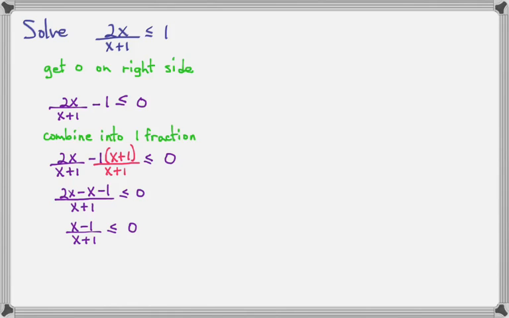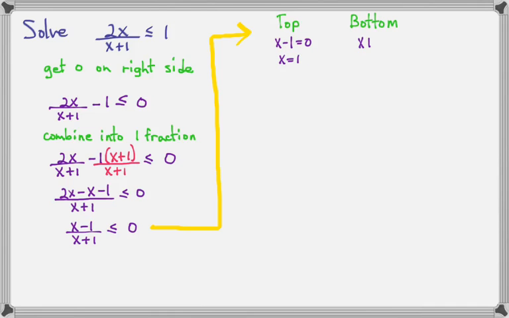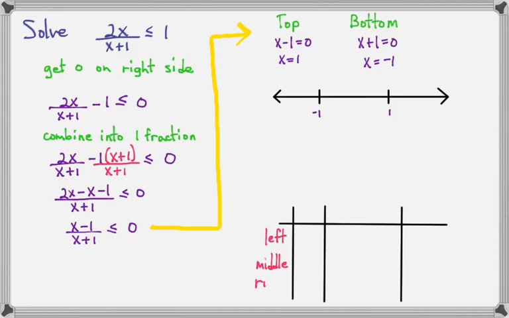So now we're going to find the critical numbers, or the solutions of the top and of the bottom. So the top critical number would be x minus 1 equals 0. We find x equals 1. The bottom critical number is what we get for x plus 1 equals 0, so x is negative 1. On the number line, here they are, and we want to now choose a test number from each section, left, middle, and right.